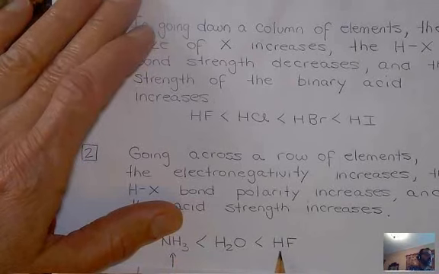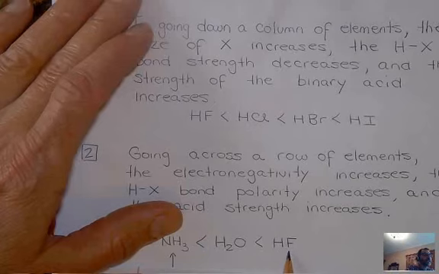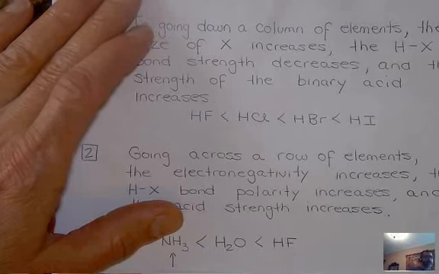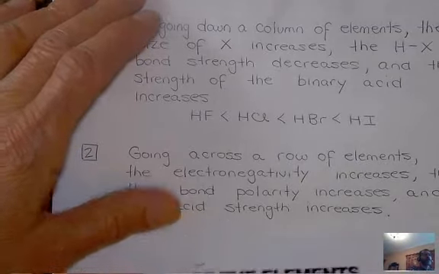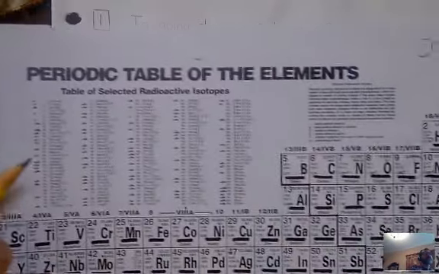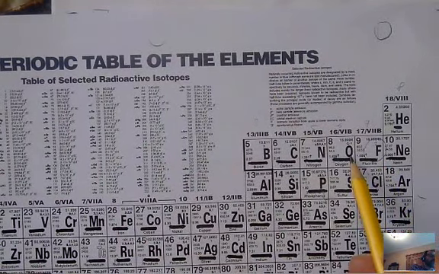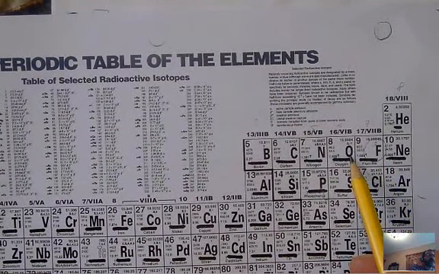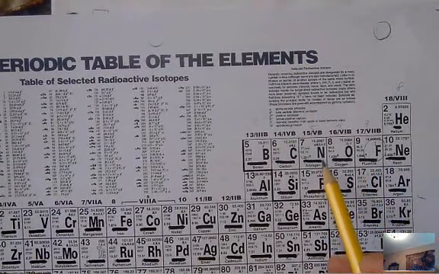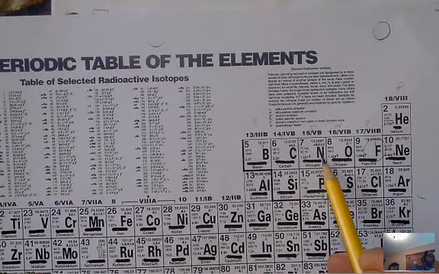Remember, you're pulling the H off as an H plus. So the stronger the electronegativity, the stronger the acid. Okay, so looking at our periodic table, here are those three culprits. The acid that comes from HF would be stronger than the acid that comes from H2O. That would be stronger than H3N.